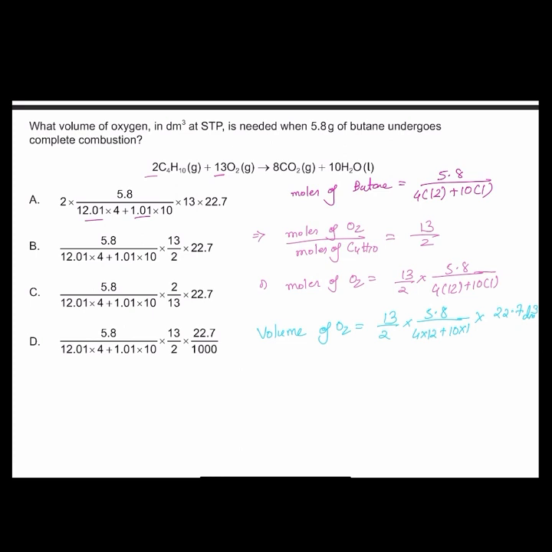Now if we check the options, 13 by 2, so this won't be correct. Okay, 2 and 13 on top, this won't be correct either, because of the 22.7 divided by 1000. So this option matches exactly with our answer: 22.7, 13 by 2, and this is the moles of butane. So option B is the correct answer to this question.